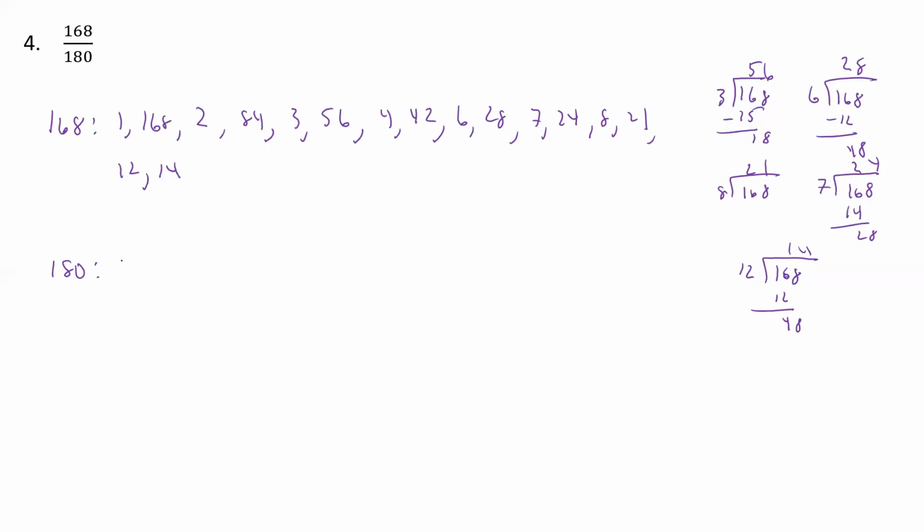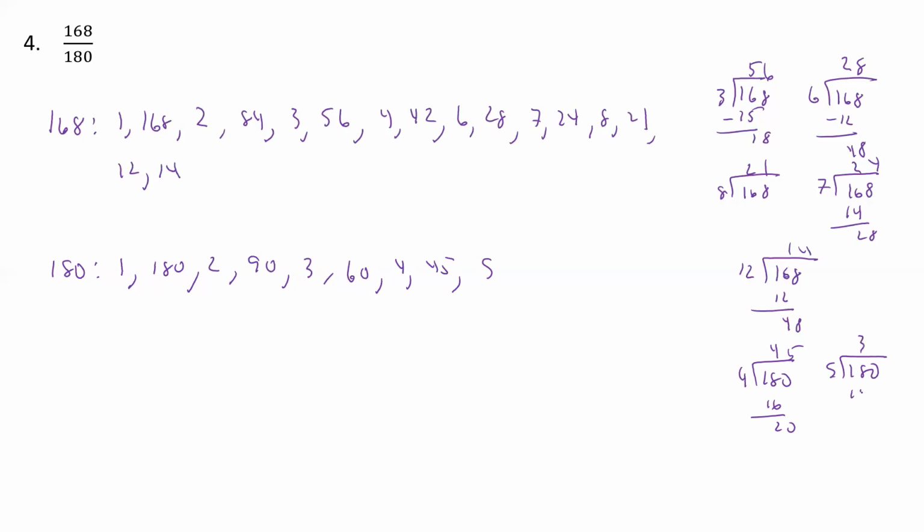And so 180. So 1 and 180, 2 and 90, 3 and 60, 4 and I think 4 will work. 4 into 180, 4 times 4 is 16, then 20, so 4 and 45. 5 should work because it's divisible by a 5, 180, so that's a 3, that's 15, 3, 0, that's a 6, so 5 and 36.